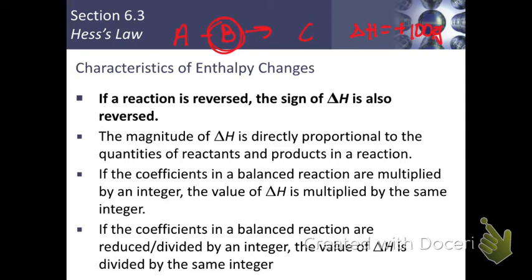You know what I'm saying? If I need B to be on the product side, I can reverse this reaction and end up with C yields A plus B, in which case delta H would equal negative 100 kilojoules. Right? If I reverse the reaction, I have to reverse the sign of delta H.